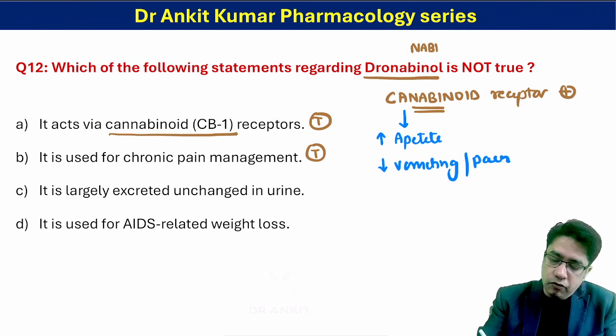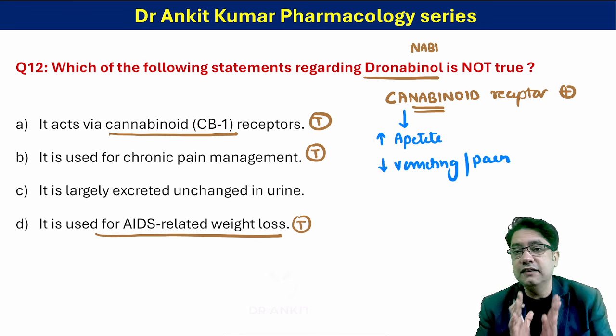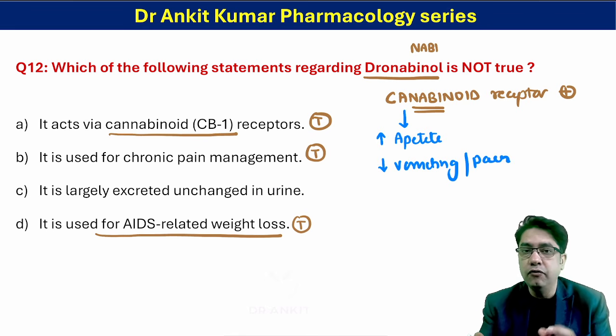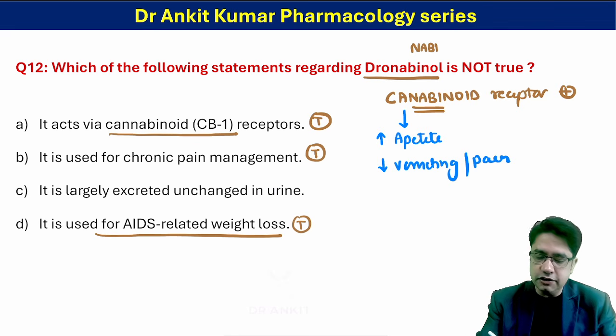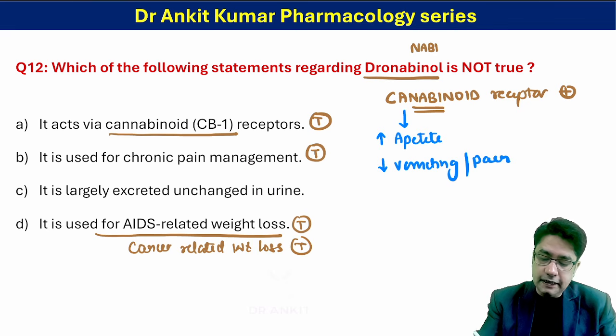Where has it been approved? It has been approved for two conditions. When there is weight loss, to stimulate appetite, it has been approved in AIDS related weight loss. It has also been approved for cancer related weight loss. Why? Because it stimulates appetite.